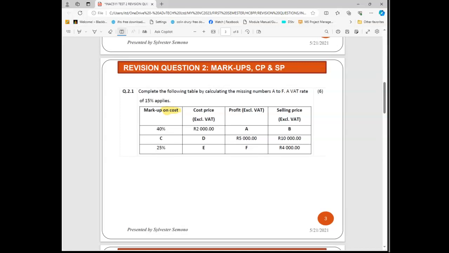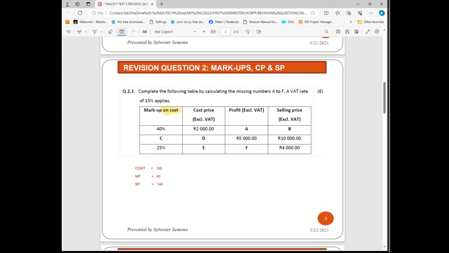So since it's on cost, it's always going to be on 100, right? I like that. Let me write it down. Cost, you said it will be 100. Yes. Perfect. What about the markup? Markup it's 40%. Perfect. What about the selling price? Selling price it's 140 because we're adding. Perfect. That's the first thing that we need to do.